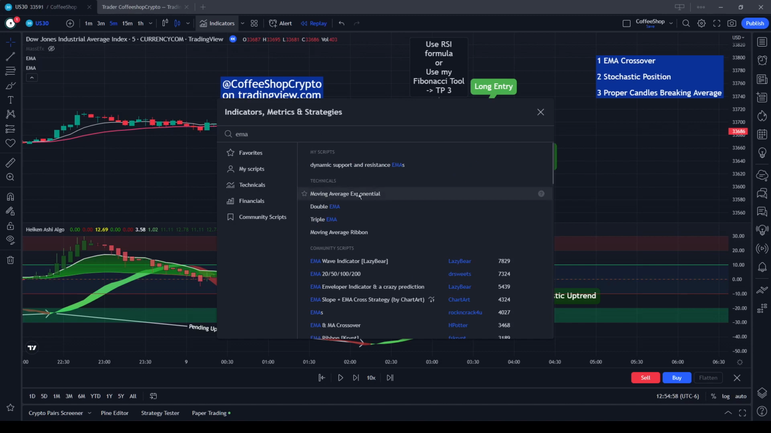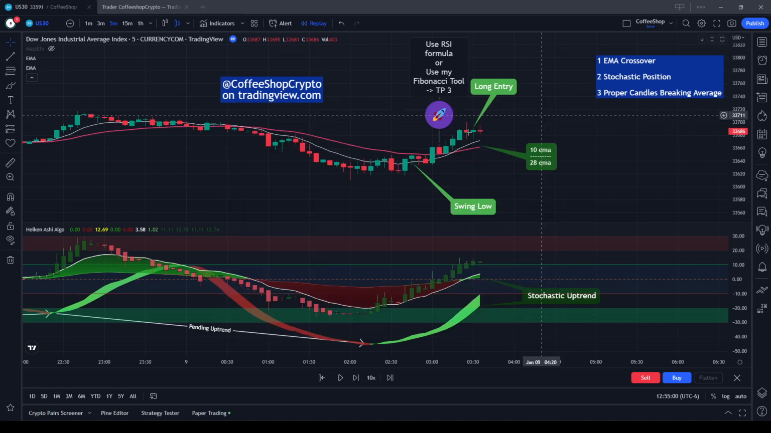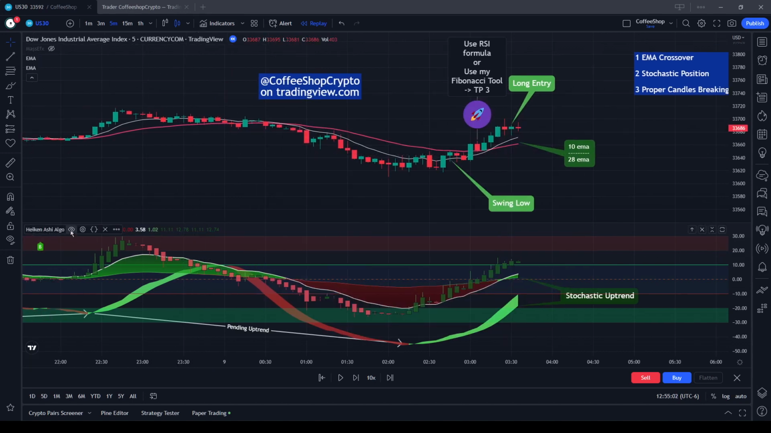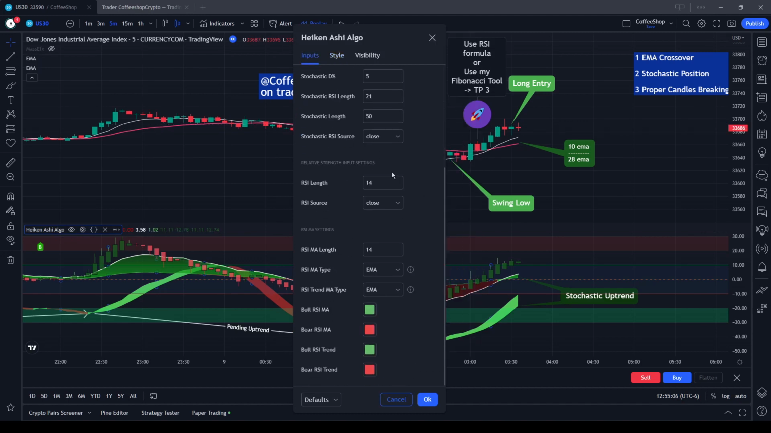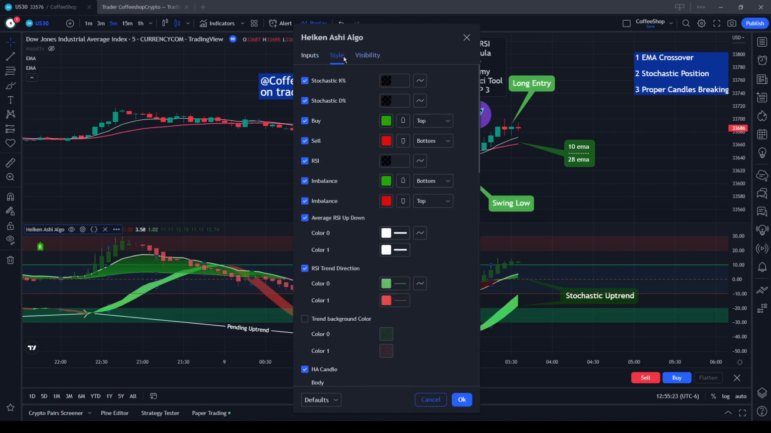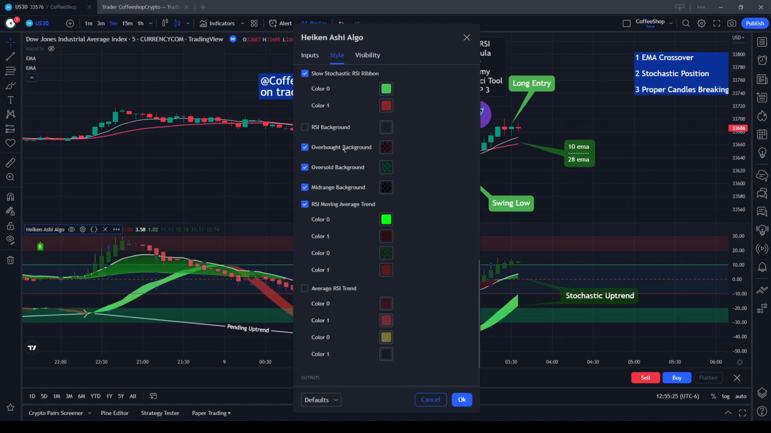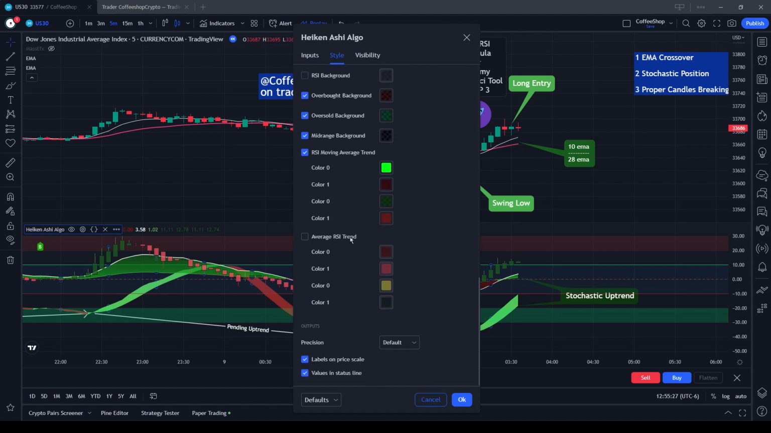Hit it 2 times, add it to your chart twice, okay? Now, you've got it on your chart. Go to the Heiken Ashi Algo, and let's go to the Inputs tab. Scroll down, use your default settings. Scroll down and change this to EMA. It is your RSI Moving Average settings. Change them to EMAs. You can set them as SMAs if you want, but I'm just preferring to use them as EMAs, okay? Now, go to the Style tab and scroll down till you get the average RSI trend.